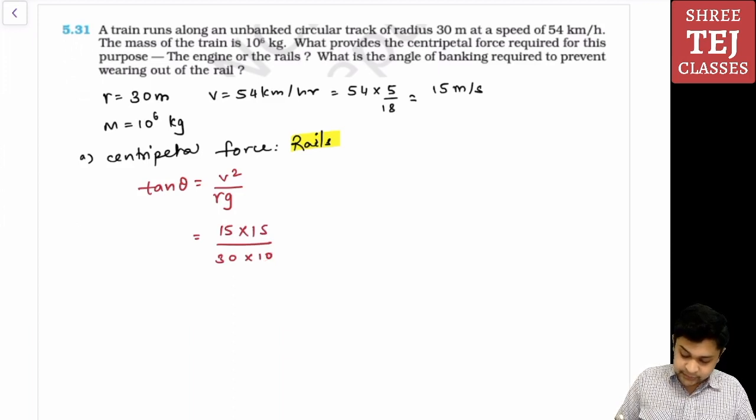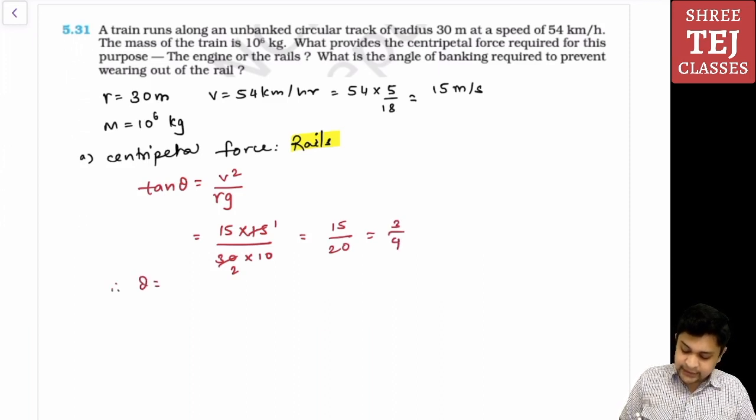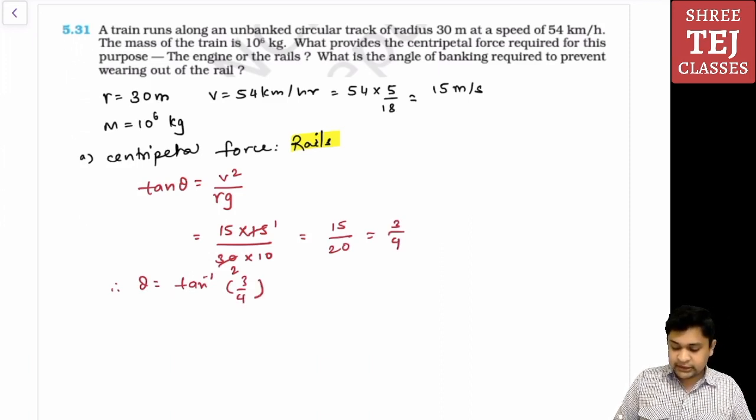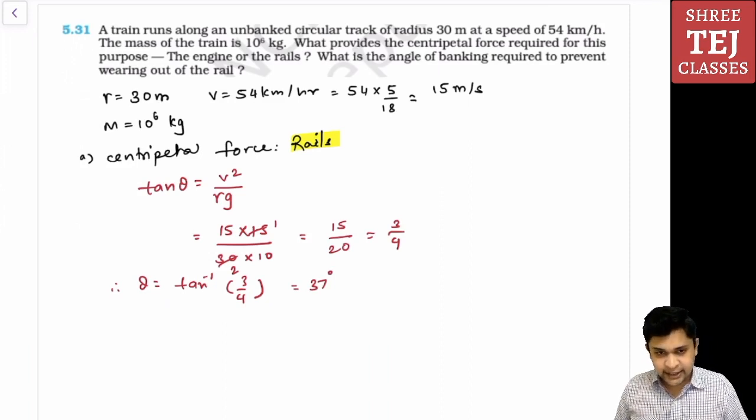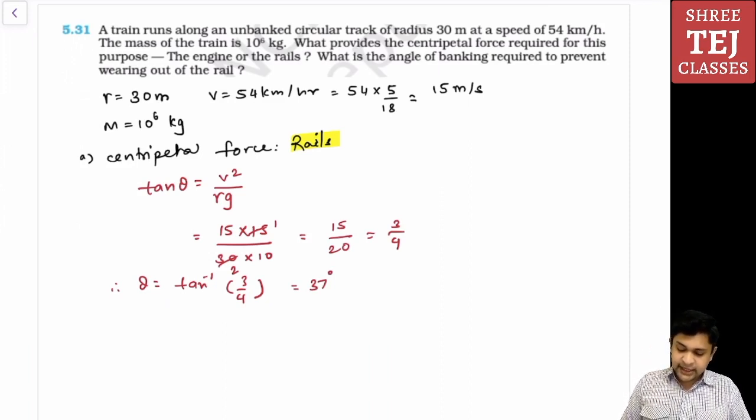So we get 2 za 1 za. So 15 upon 20, which is 3 by 4. So theta is tan inverse 3 by 4, but we know this is 37 degree because in Pythagorean triplet 3, 4, 5, smallest angle is 37 degree. Hence we get angle of banking required is 37 degree.